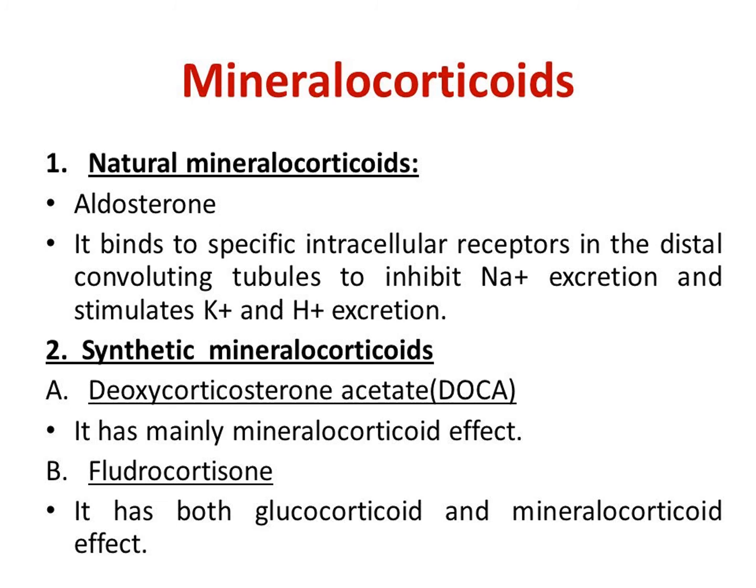Now we will learn about the mineralocorticoid, and we have the natural mineralocorticoid that is called aldosterone. Aldosterone binds to specific intracellular receptors in the distal convoluted tubules, and what it causes is it inhibits sodium excretion and it stimulates potassium and hydrogen excretion. So what will be the net effect? Sodium retention and potassium and hydrogen excretion.